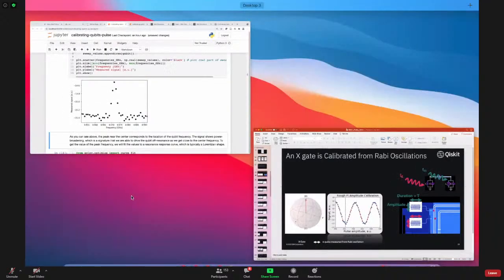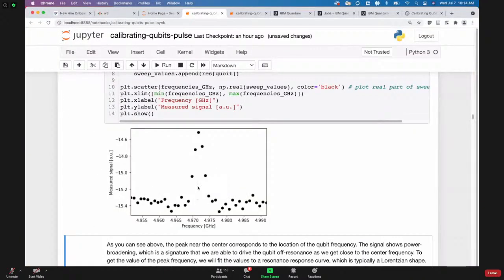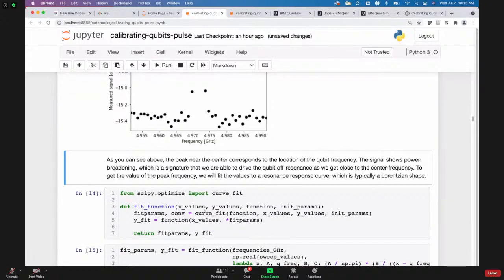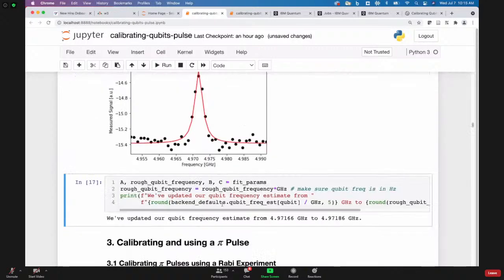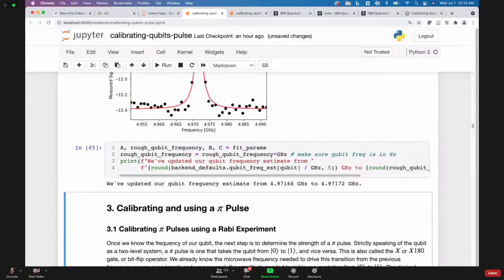So here we can see that as we sweep, we don't see much change until all of a sudden, when we drive at some given frequency, we see a large shift in the measured signal from our readout resonator. And then this ends up being the qubit frequency. So now we want to fit to this. And when we do the fit, we can get a rough estimate that the qubit frequency is around 4.7172.